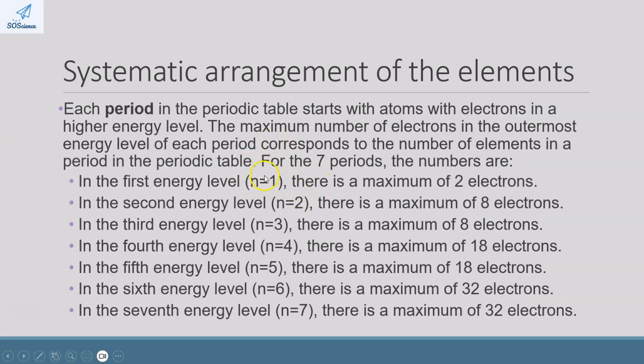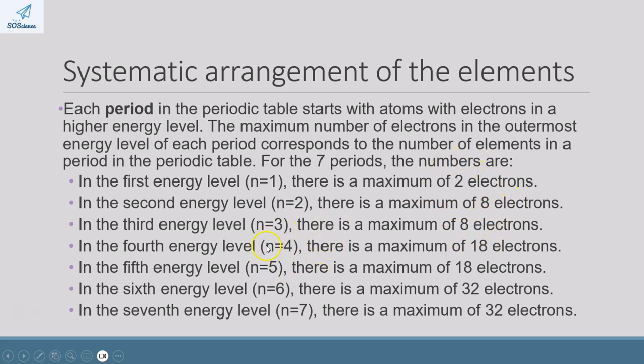So in the first energy level, there is a maximum of 2 electrons that can be held. In the second energy level, there's a maximum of 8 electrons that can be held. In the third energy level, there's a maximum of 8 electrons that can be held. We need to be aware of these.